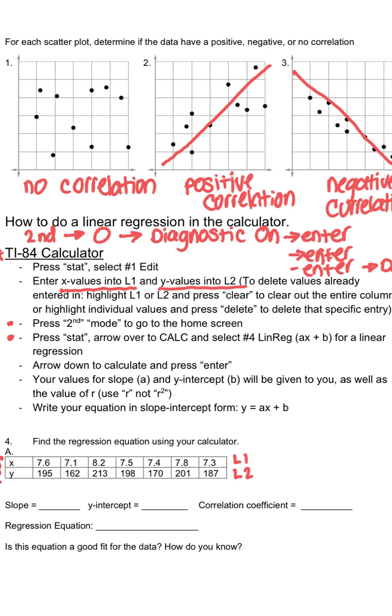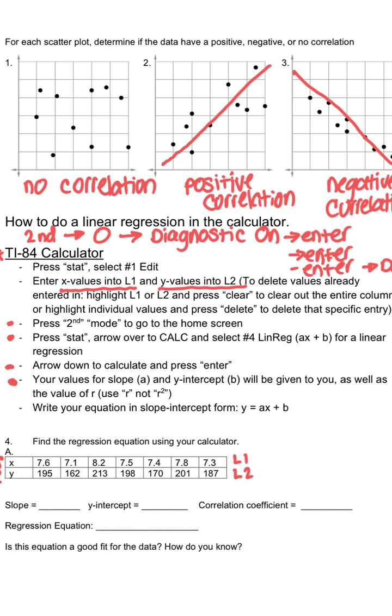And then go down to number 4, which is short for linear regression, AX plus B for a linear regression. And then from there, you will put your arrow down to where it says the word calculate, and then you'll see the word calculate blinking. Press enter. And now it says your Y values for slope are A. So where you see A and that number next to it, that is your slope. The y-intercept is B. So where you see B, that's your y-intercept.